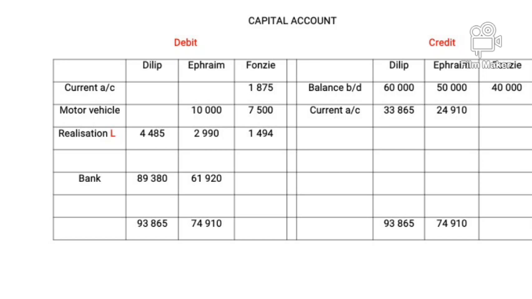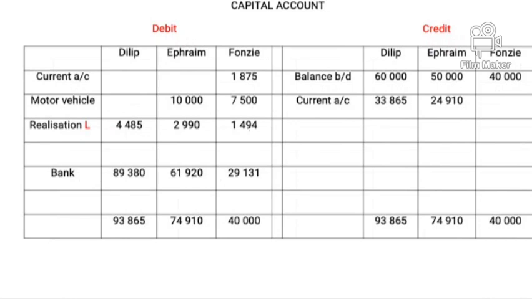74,910 minus 10,000 minus 2,990 gives you a balancing figure of 61,920, representing the amount given to Dilip. Then we move on to Fonzie. 40,000 is the bigger amount on the credit side. Also, it is going to appear in the totals since the credit side is greater than the debit side. So 40,000 minus 1,875 minus 7,500 minus 1,494 gives you 29,131, which is the balancing figure for Fonzie.